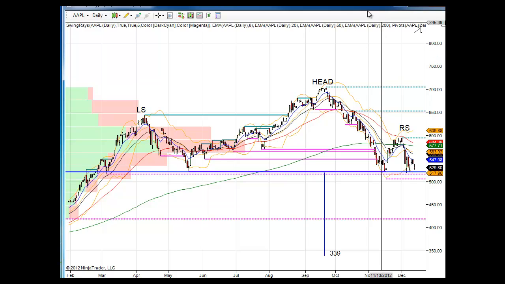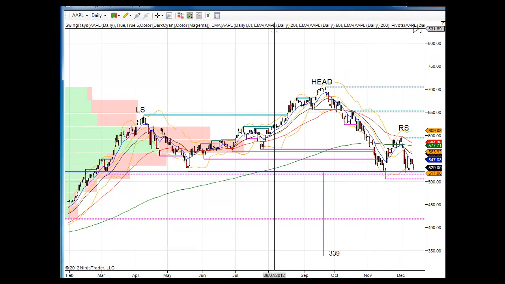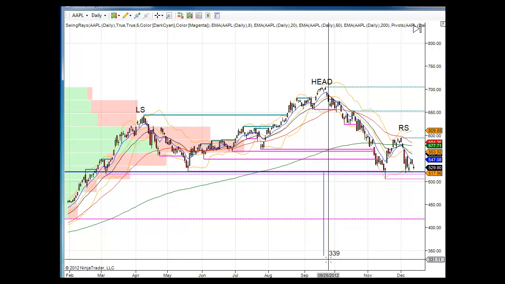And Apple. Let's talk about Apple. The last chart will be Apple. Again, really simple analysis tonight, guys. A very large head and shoulders pattern formation, a bearish pattern. The neckline measures from here to the top of the head, believe it or not, to 339.